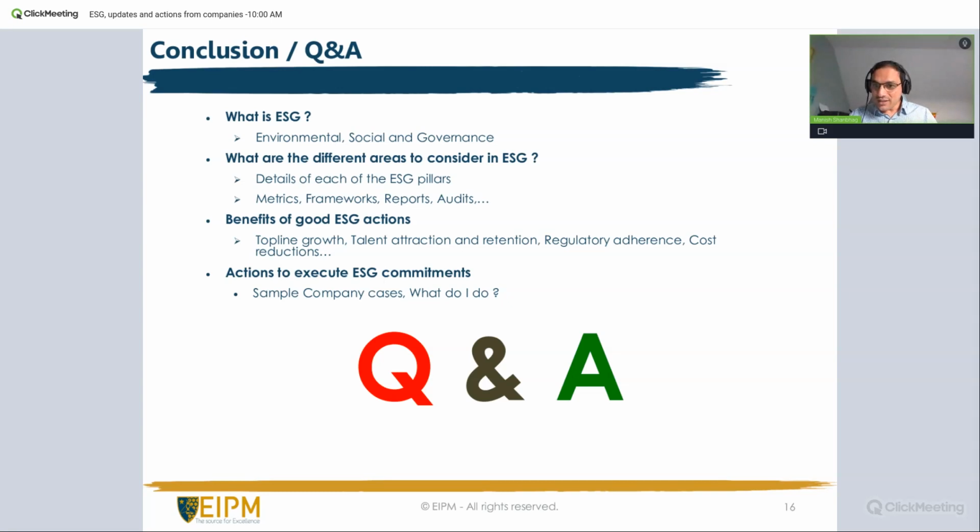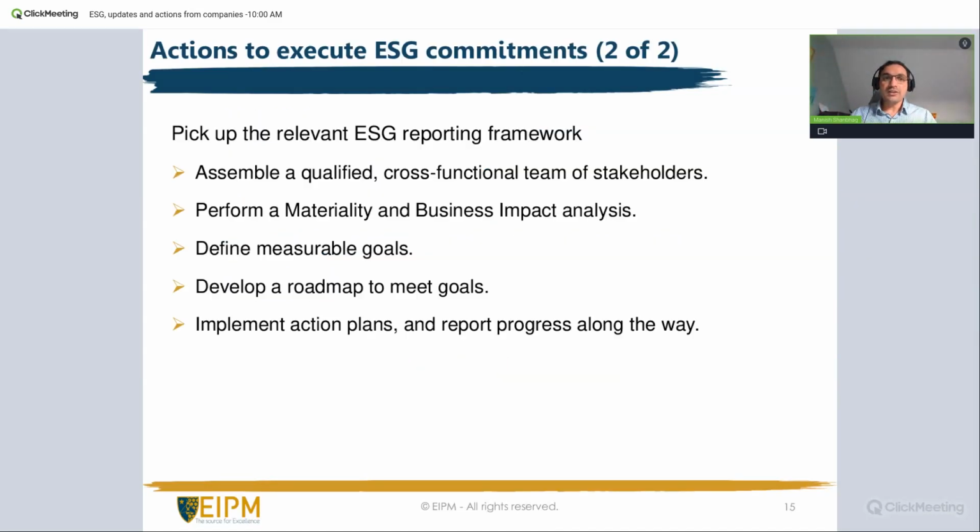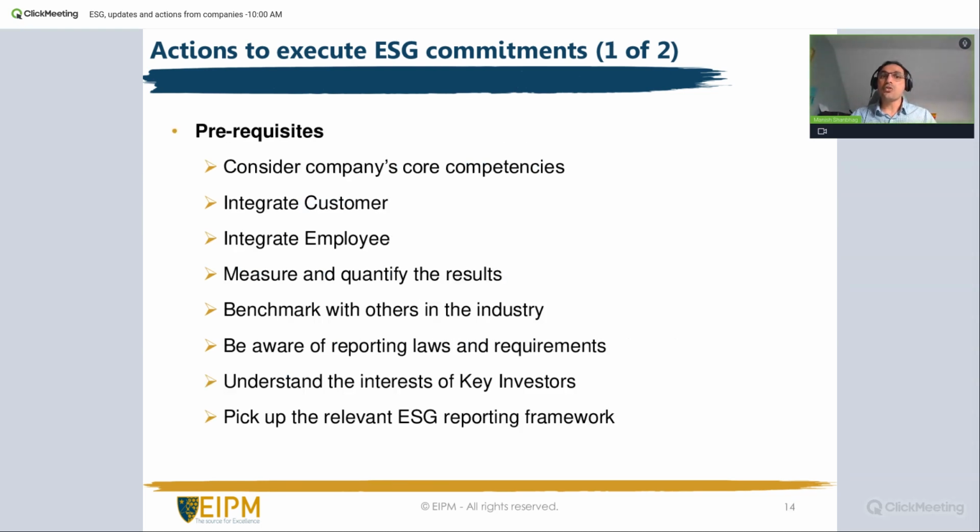So there is one question: how to choose the most appropriate framework. This is an important part. If you look at the prerequisites, one of the things you do is look at your core competency. If you're in the pharmaceutical industry, or banking, or energy, the core competencies or the materiality will be very different, right?